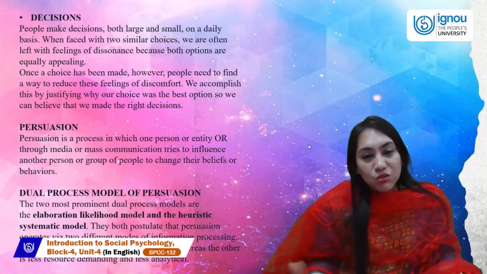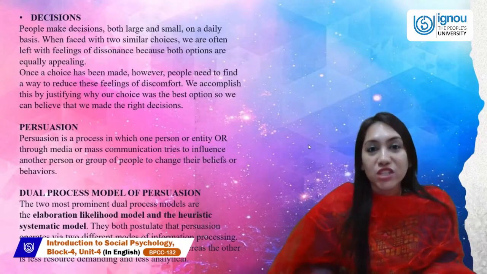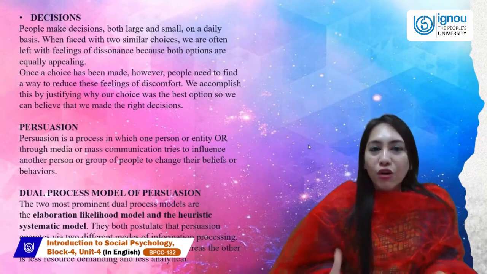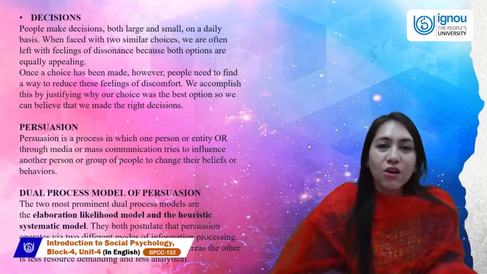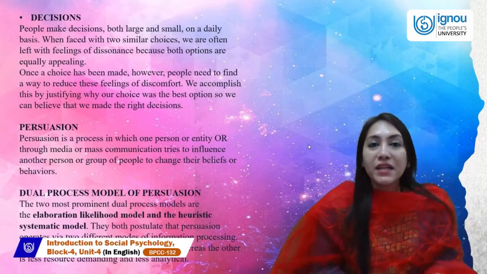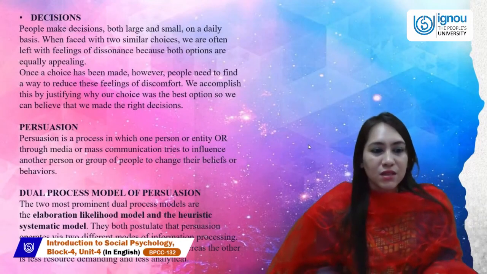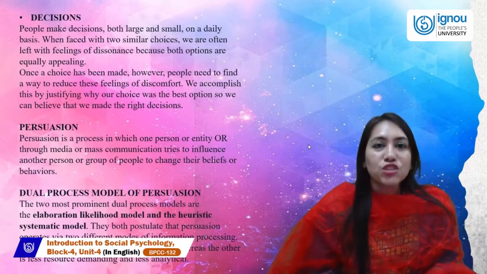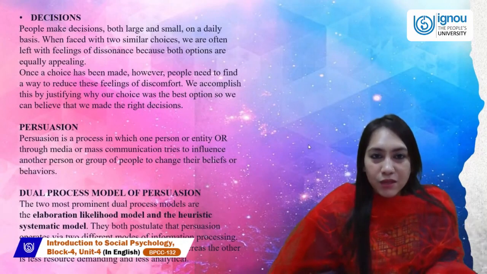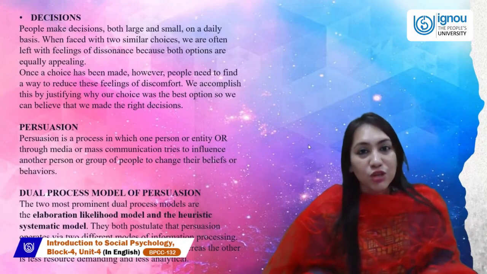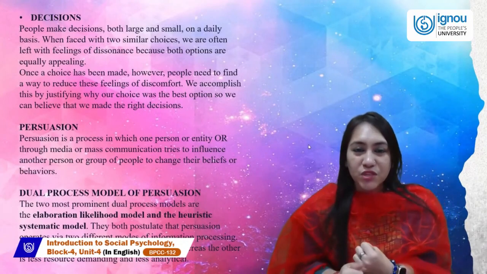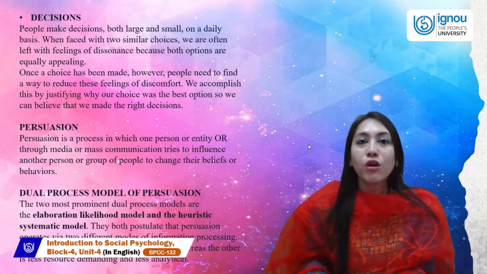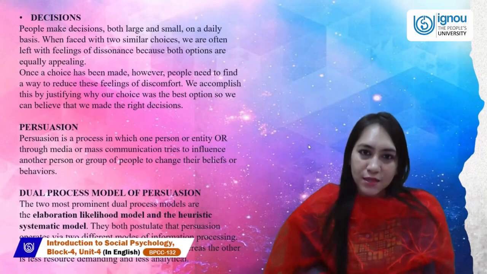Now let's come to a new topic, which is called persuasion. Persuasion is a process in which one person or entity, or through media or mass communication, tries to influence you about something. It could be another group or a person, to change your belief, to change your grouping, to change an idea or an attitude about something. So persuasion is when a person tries to influence you about something, or when it's coming through mass media or mass communication.